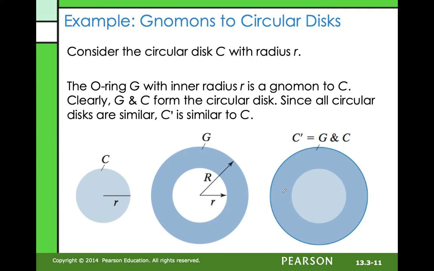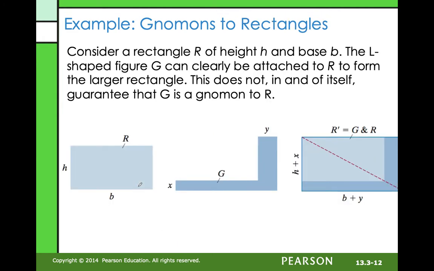Lastly, to talk about circles, a gnomon to a circular disc with radius r is an O-ring. So this O-ring G with inner radius r is a gnomon to C. In other words, if you put C and G together, you get C prime, which is going to be similar to your original circle C. And again, that's just because all circular discs are in fact similar.